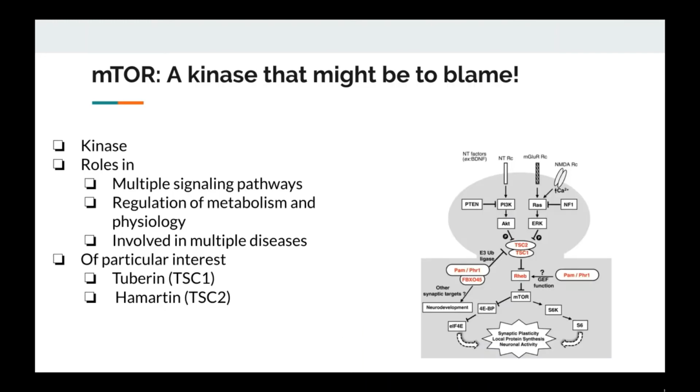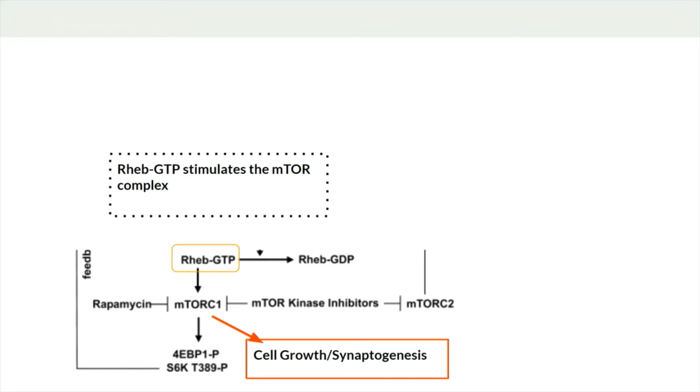When discussing proteins involved in pruning, mTOR is one of the most important. mTOR is a kinase involved in multiple signaling pathways. The mTOR pathway shows that mTOR is involved with a variety of proteins, including TSC1 and TSC2. This is the mTOR activating pathway. mTOR is a kinase. Its downstream targets initiate cell growth and synapse formation.